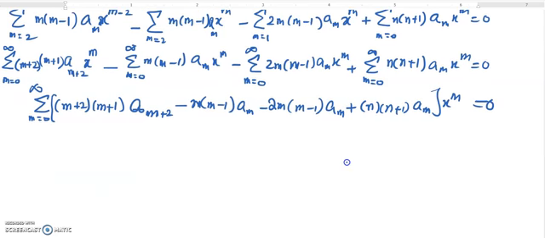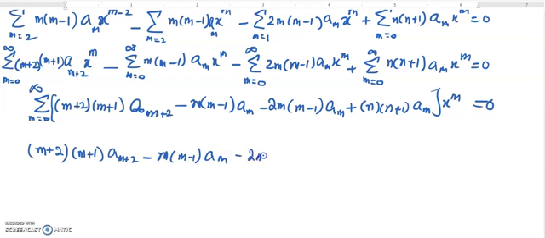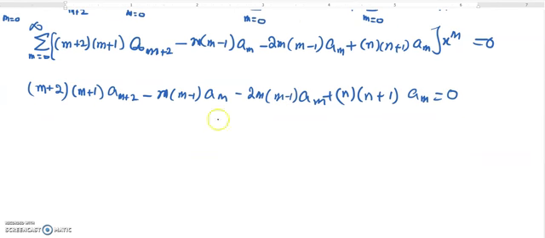Now, in order for this equation to hold true, the term in the bracket must be equal to 0. So what we can say is that (m plus 2)(m plus 1) a_(m+2) minus m(m minus 1) a_m minus 2m(m minus 1) a_m, and so on. I hope I'm not making any mistake in the algebra. Now we need to simplify it.